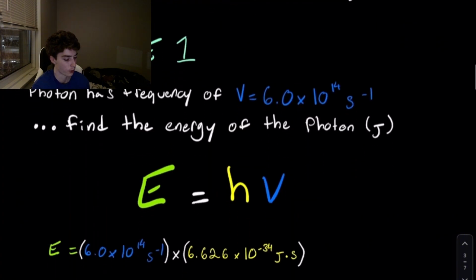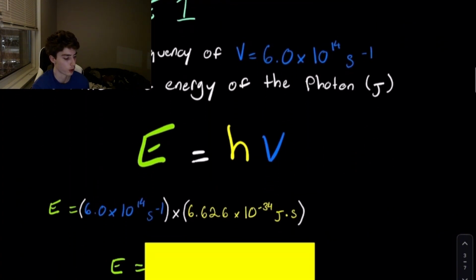So for example, super simple. If we just wanted to find the energy of a photon, does this have enough energy to knock an electron out of place? The frequency is given. Boom, right there. The frequency of the photon is 6.0 times 10 to the 14th per second. Find the energy of the photon.